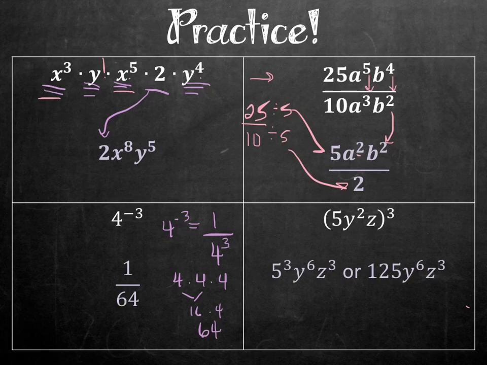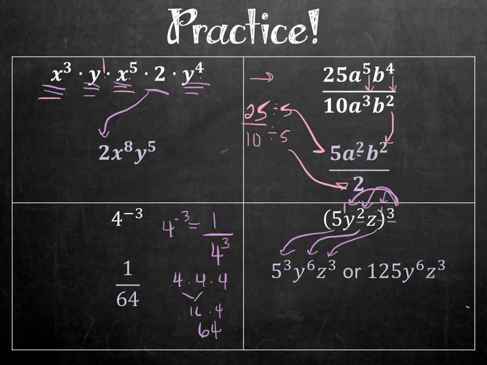And for my last problem, I have 5y squared z raised to the third power. So remember that each number within that product has its own exponent. This is not 5y squared, so 5 squared y squared. That's actually 5 to the first times y squared times z to the first. So when we work this out, go ahead and put yourself a 1 on the 5 and on the z. Then I'm going to distribute. It's going to come out to 5 to the third, y to the 2 times 3 is y to the 6th, and then z to the 1 times 3 is z to the third.